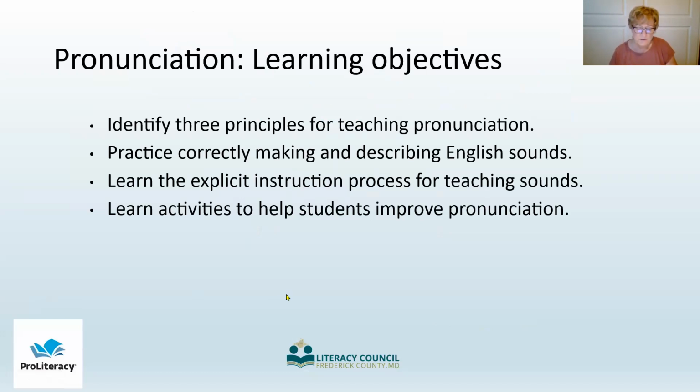After we introduce some principles for teaching pronunciation, we'll look at how to practice making and describing English sounds, and we'll show you a process for teaching sounds. Then we'll suggest activities that you can do with your student to improve their pronunciation.